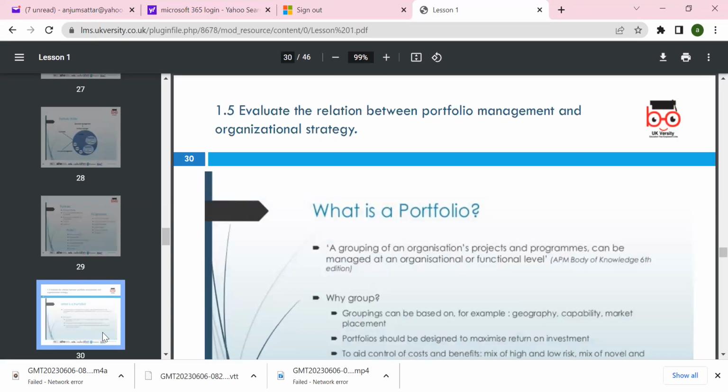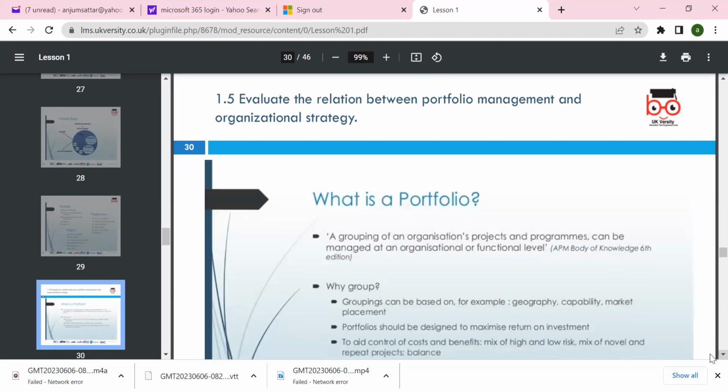Okay, then we have 1.5. Evaluate the relation between portfolio management and organization strategy. So a grouping of the organization's projects and programs can be managed at the organization's functional level. A group can be based on, for example, geography, capabilities, or market placements. The portfolio should be designed to maximize the return on the investment.